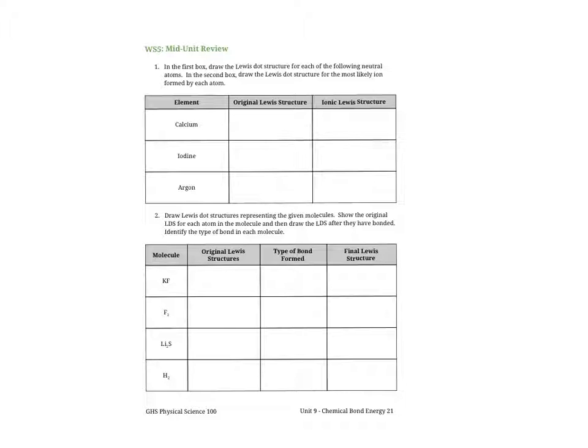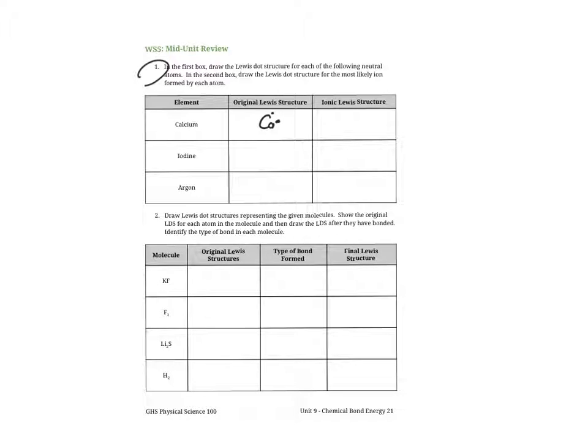So the first thing it says in the first box, it says to draw the Lewis structures for neutral atoms, and in the second box, draw the Lewis structure for the ion that they would form. So the first thing I'm going to do is go neutral atom. So when I draw that structure, it's going to look something like this.